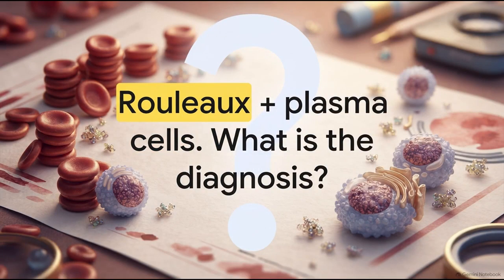Next evidence, the red blood cells are stacked up like coins, rouleaux formation, and nearby you spot plasma cells with a coarse, eccentric nucleus, maybe a distinct Hoff zone. What's the diagnosis? This indicates multiple myeloma, which is driven by heavily increased protein in the blood.